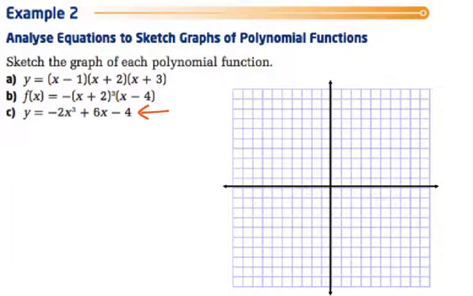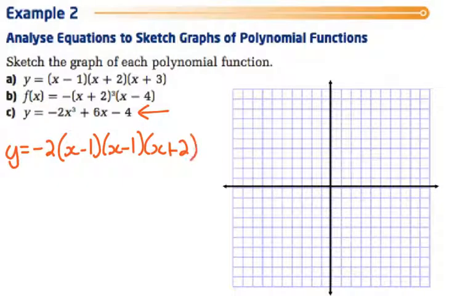Example C, the issue with this is that we haven't actually got this function factored out. We have it pre-factored. So we would need to do synthetic division, find our list of possible factors, and go about it that way. To save a little bit of time, and since we've already done that, this would factor into -2, x minus 1, x minus 1, and x plus 2. Which we can write a little more efficiently as x minus 1 squared.